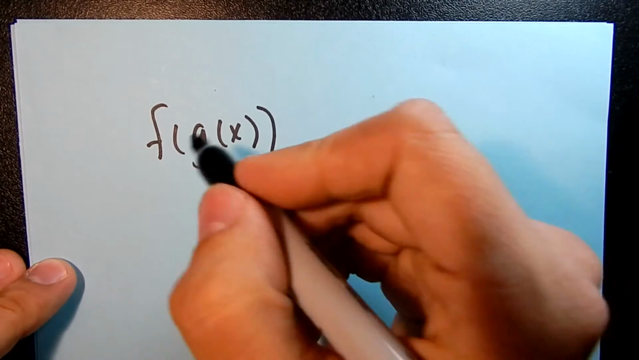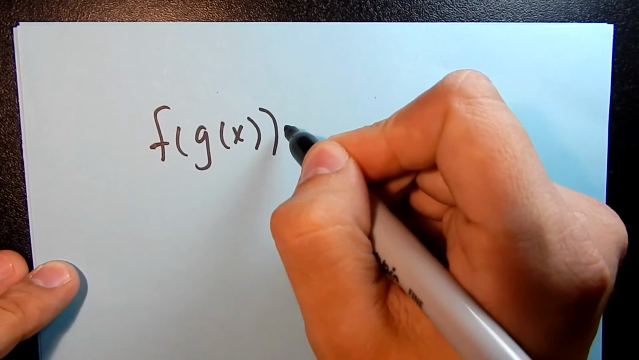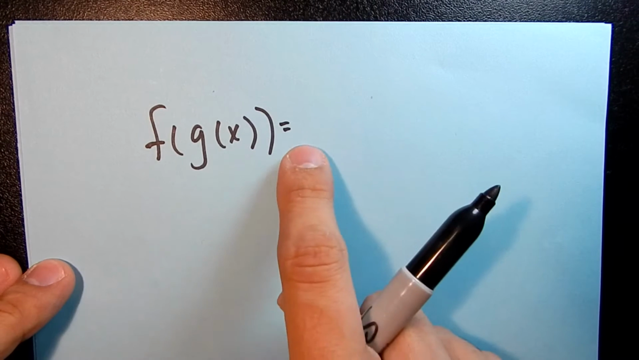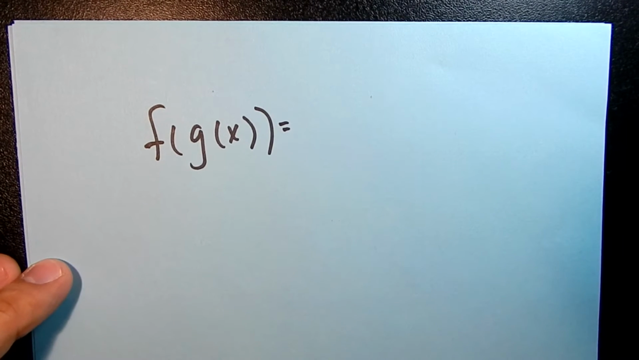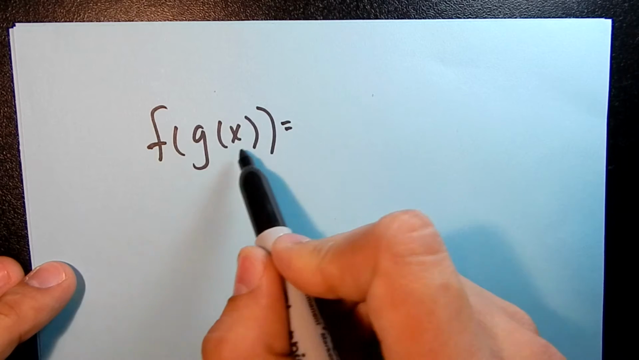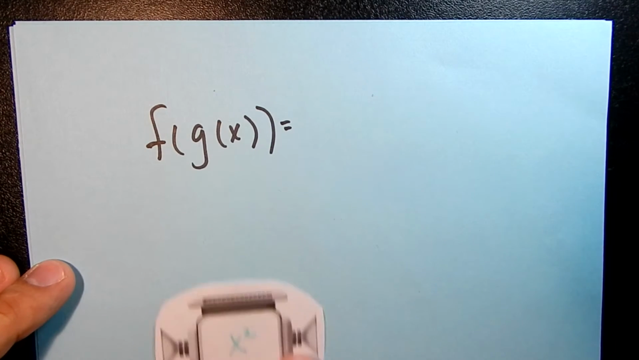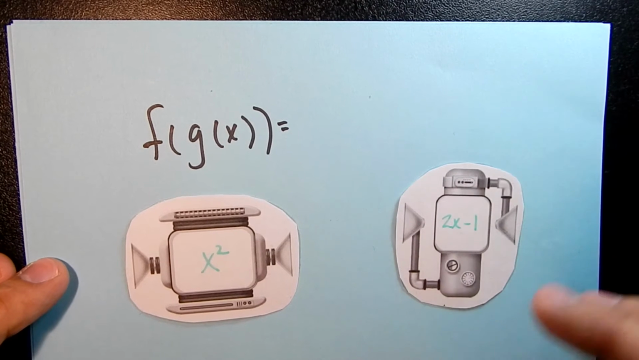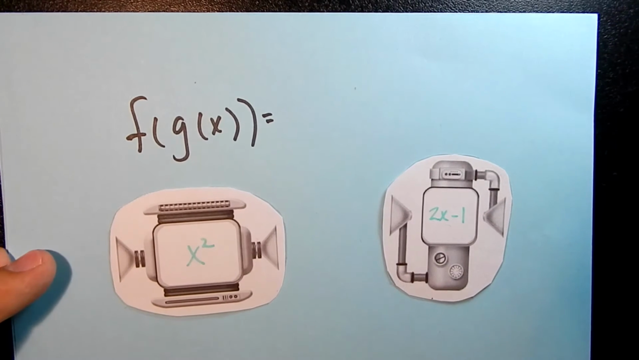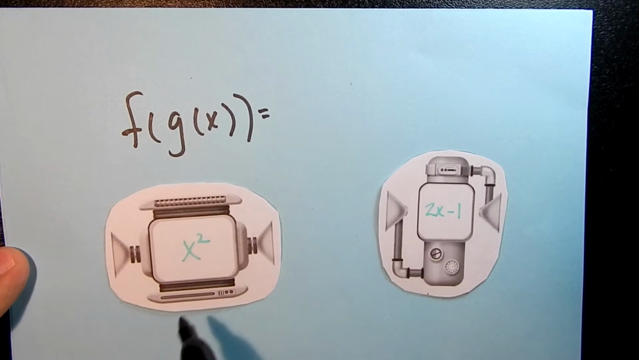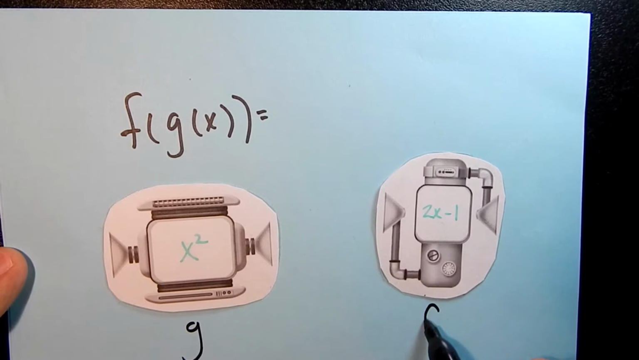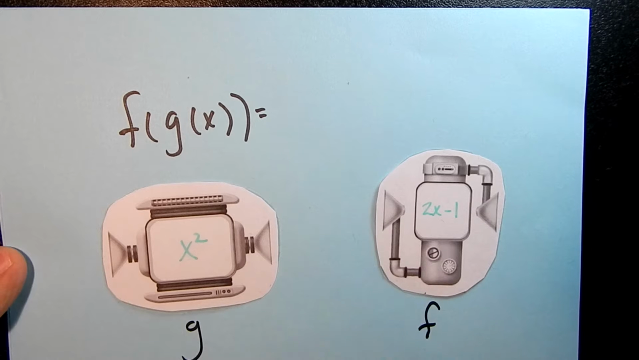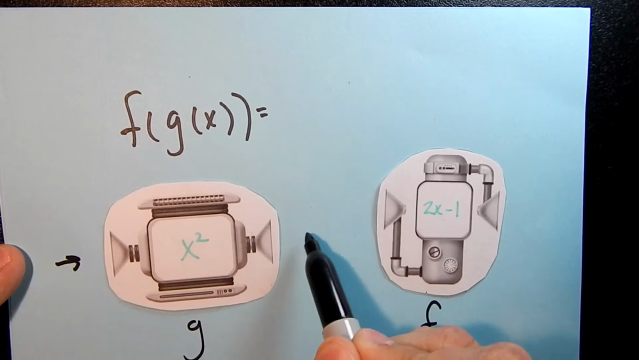We'll try this in a couple of different orders. We'll do g of f of x here in a moment. So f of g of x. So we're trying to figure out what this output is. This is saying we start with g, and we're going to input something into g. We're going to get something out, and then we're going to input that into f. So this is our g function, this is our f function, and this is the workflow that we have here. So things are going in this direction.